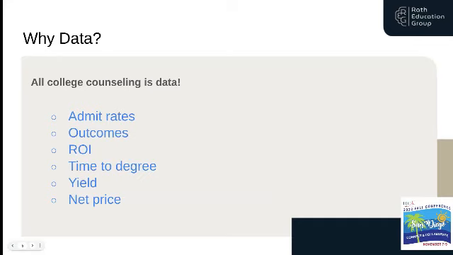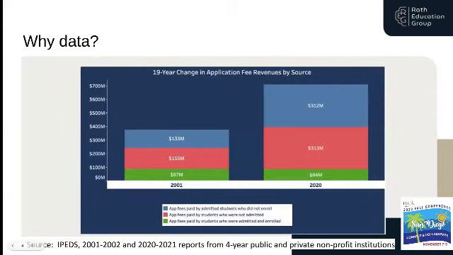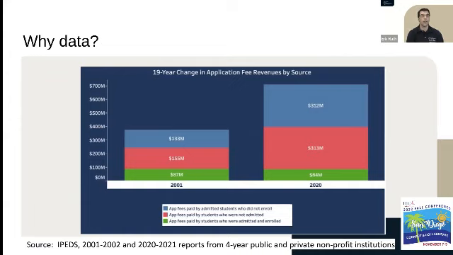Sorry, is that graph taking into account the kids applying to UCs that get waivers? No, this only has to do with people paying the full application fee. So this wouldn't include any waiver students. Yeah.